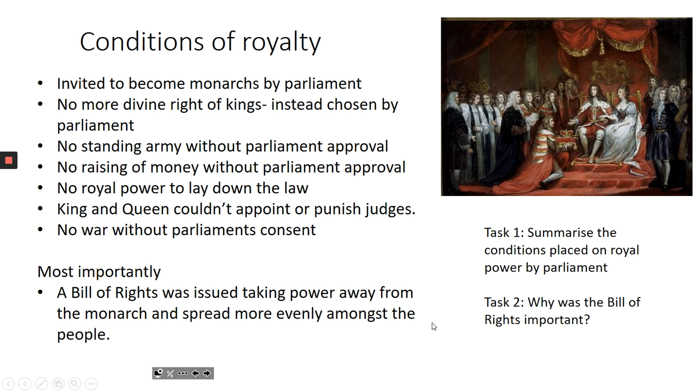So, summarize those first couple of bullet points, maybe choose 2 or 3 and write them down, and then why was the Bill of Rights important? So just a quick description of why the Bill of Rights is important. Remember, the word that we're looking for in there is the word because. That will help you to explain. Okay, that should take you 3 minutes, and I'll see you once you've finished.